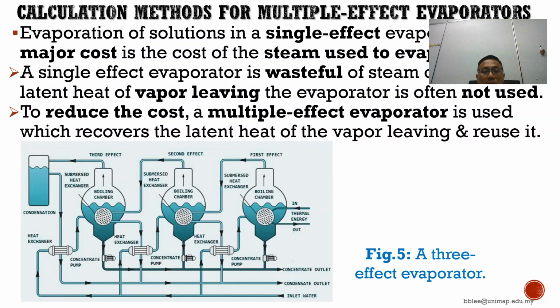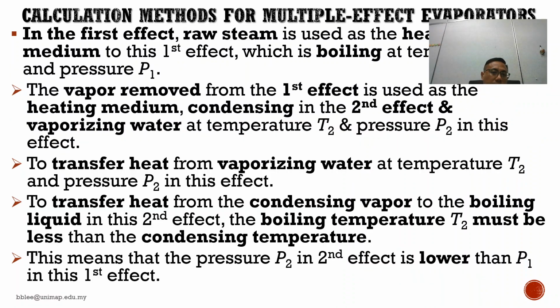So we have a continuous multiple effect evaporator. The design and calculation is not straightforward. We have to do a lot of iteration. We have to guess and then recalculate until we get the right value. In the first effect, raw steam is used as the heating medium. The first effect we can assume is like our single effect evaporator, which is boiling at temperature T1. Our datum temperature, we always choose the boiling point of the material at pressure P1.